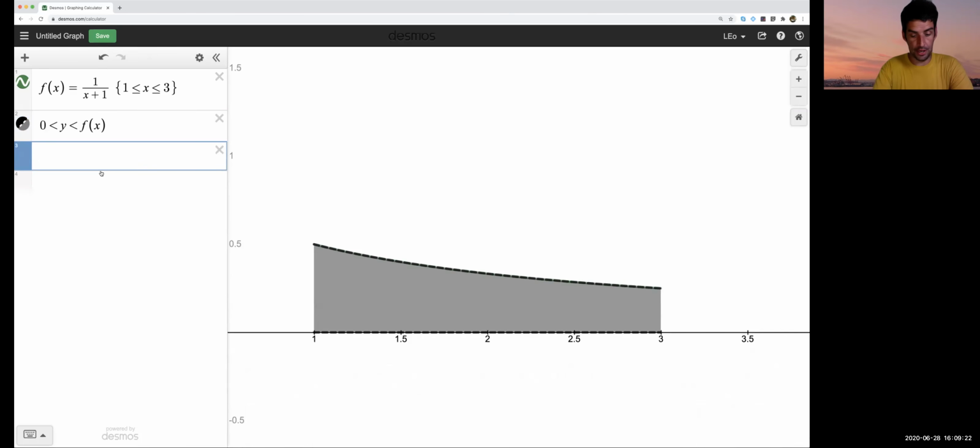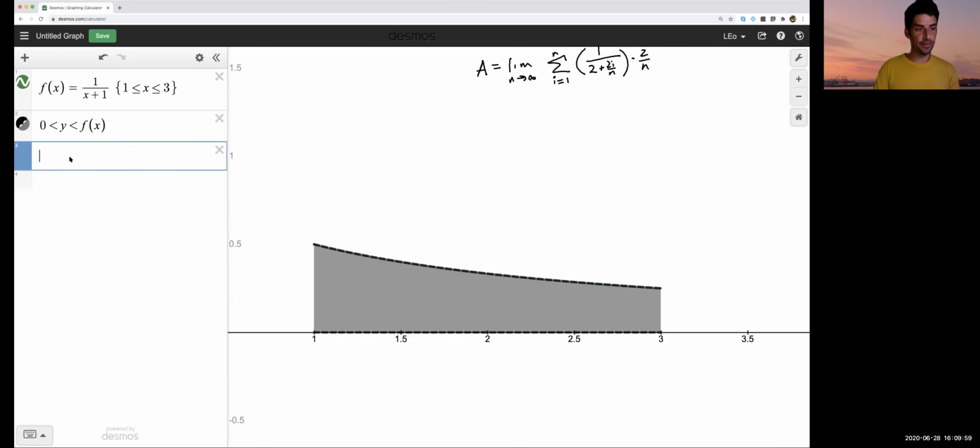So if I type sum, oh, and let me write down our formula. We had come up with the area to be the limit as n goes to infinity of the sum of i equals 1 to n of 1 over 2 plus 2i over n, times 2 over n.